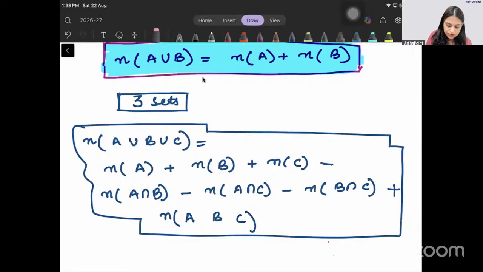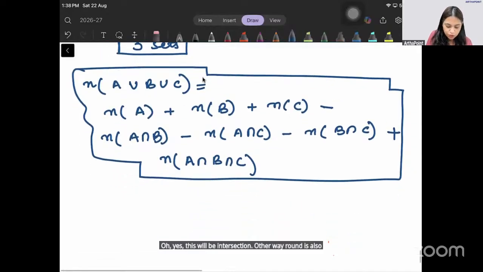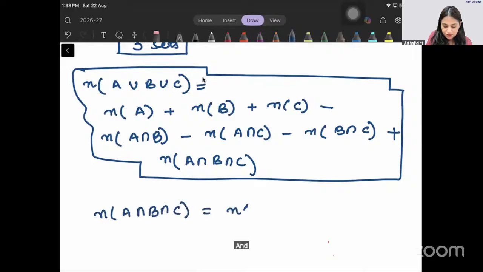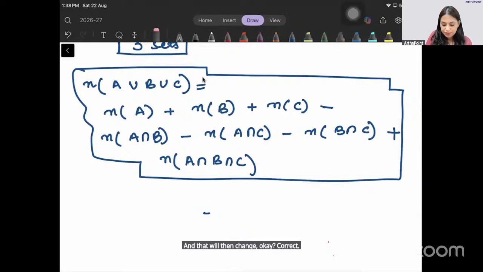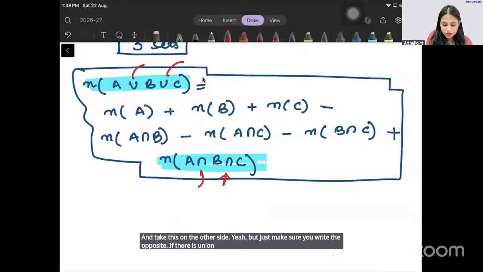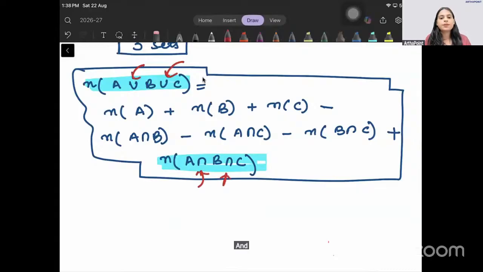Oh, yes, this will be intersection. Other way around is also true. You could have had intersection here, and that will then change. Okay, correct. I mean, both ways is fine. You can bring this to that side and take this on the other side. Yeah, but just make sure you write the opposite. If there is union here, here there will be intersection, and vice versa.